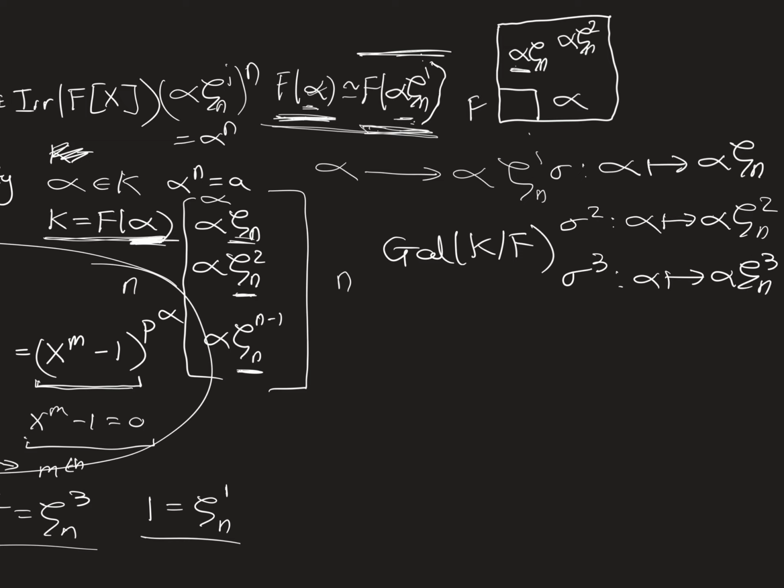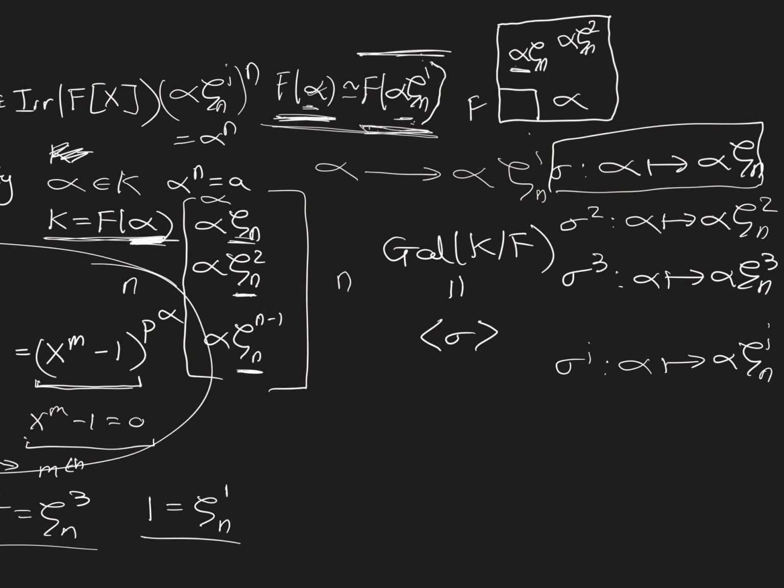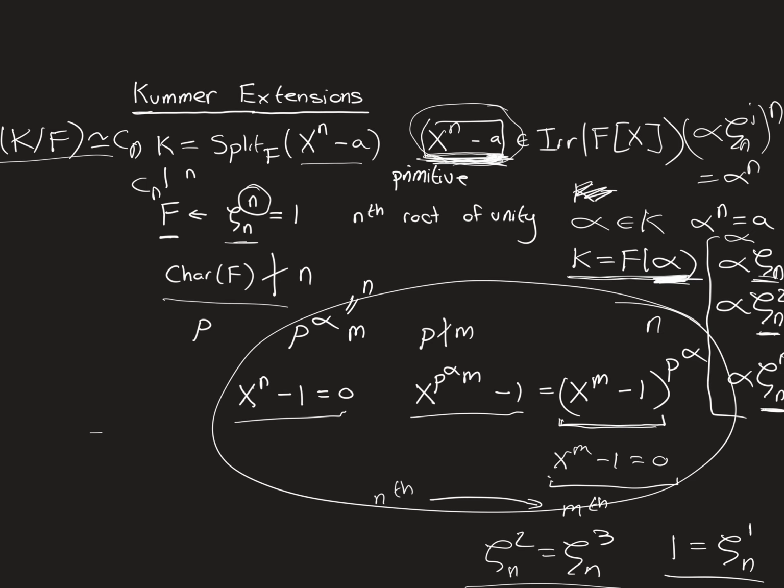So you see that the automorphism sigma actually is going to generate all the other ones. Sigma to the power of i is going to be the automorphism that maps alpha onto alpha zeta_n^i. So you get all the n automorphisms by taking powers of sigma, and therefore the Galois group of K over F is generated by sigma. It's the cyclic group generated by sigma, and that's going to have order n, so it's therefore isomorphic to C_n. So that's therefore the proof that Kummer extensions are cyclic extensions.